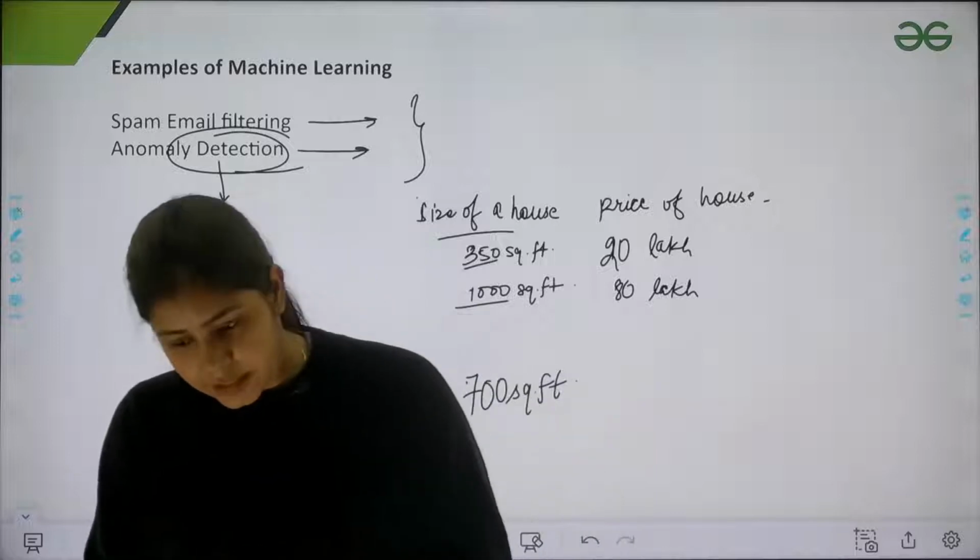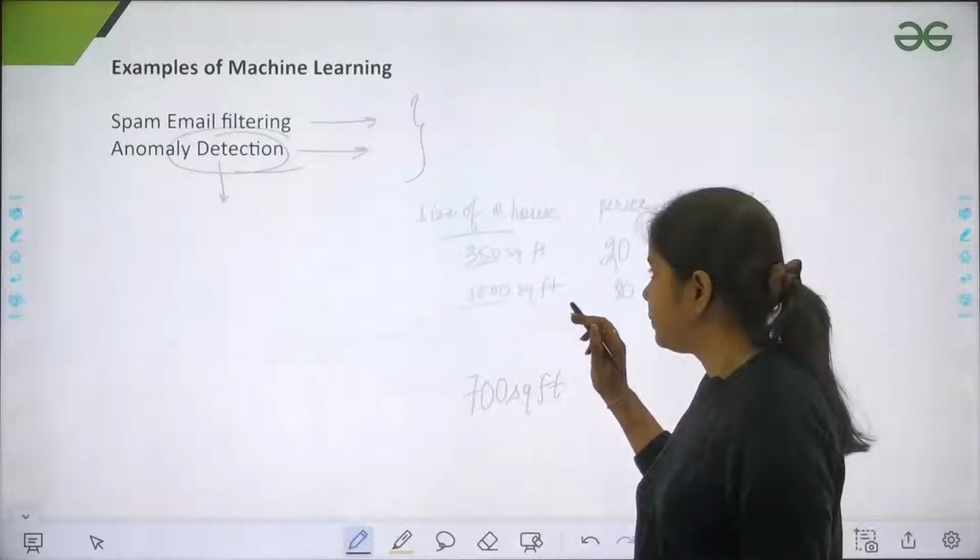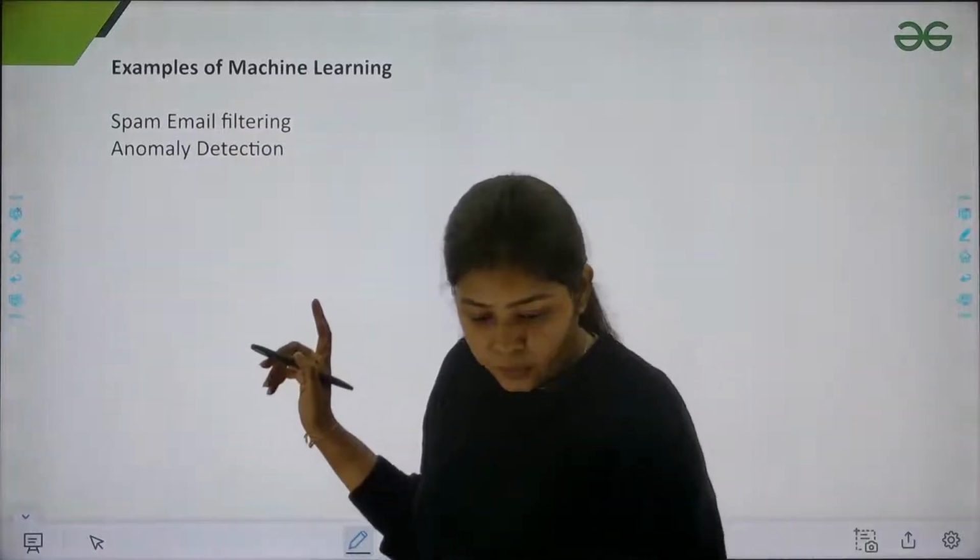Right, Keshav, that is a regression problem. Right, right. We'll discuss that in detail in the session. I hope this is clear.